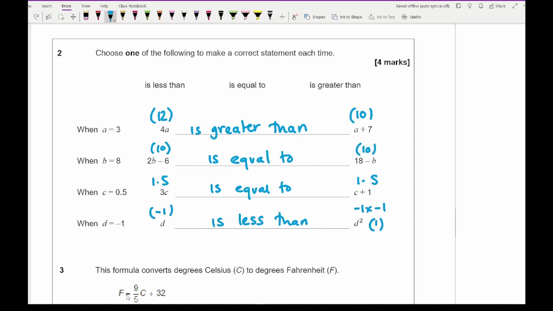Now, could you get away with using inequalities? I personally would not, because it does say choose one of the correct statements. So again, if you did use inequalities, will you get the marks? Potentially yes, but I would always try and write it in the format that they have requested.